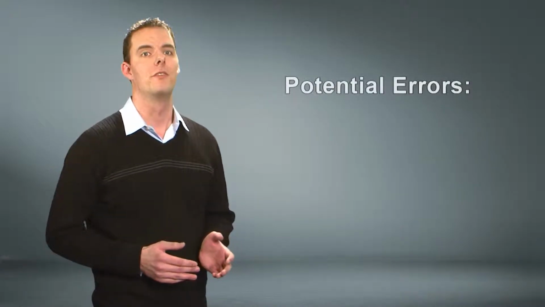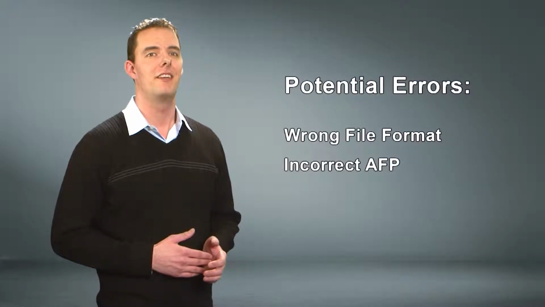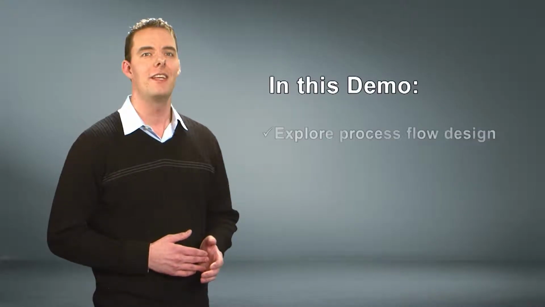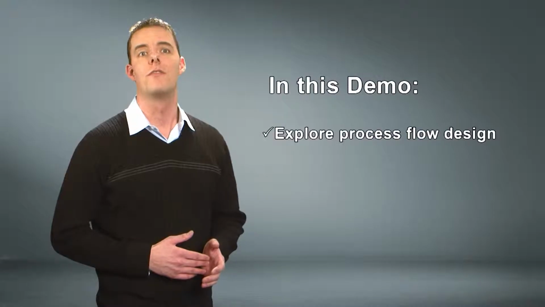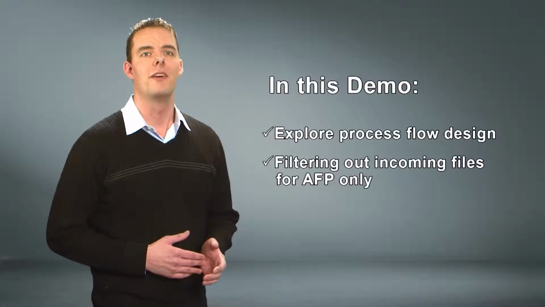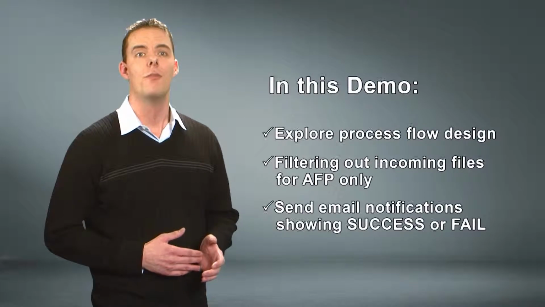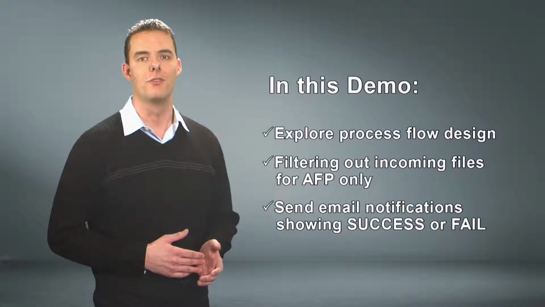In the real world, though, you see errors occurring, such as wrong file formats, incorrect AFP, or even missing images and fonts. In this demo, we're going to get further into the process flow design, which will help handle errors such as the wrong file format. We will do this by filtering out incoming files to ensure we are only processing AFP files. We will also send email notifications upon success or failure of a file being processed.